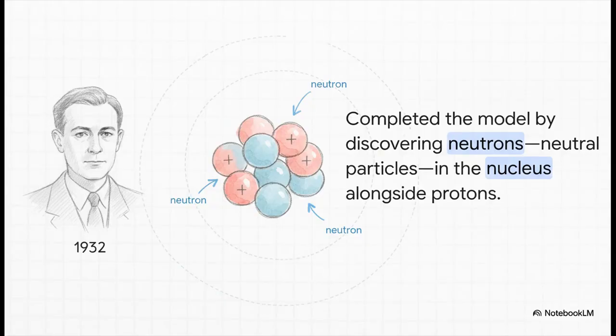And the final major piece of this puzzle clicks into place in 1932, thanks to James Chadwick. He discovered the neutron, a particle with no charge at all that hangs out in the nucleus with the positive protons.